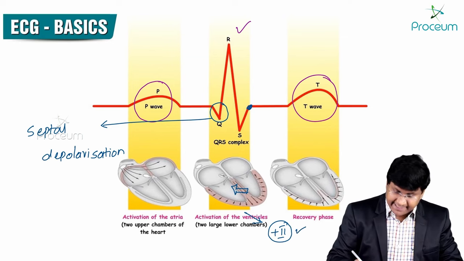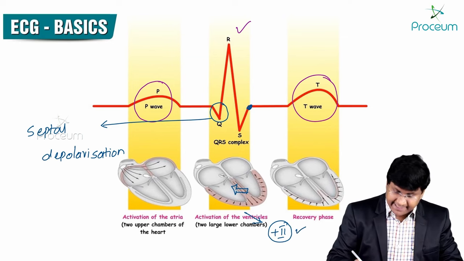Now, one large box is equal to 0.5 millivolts. That means 5 mm is nothing but 0.5 millivolts. Whereas two large boxes will be equal to 1 millivolt. That will be equal to 10 mm.